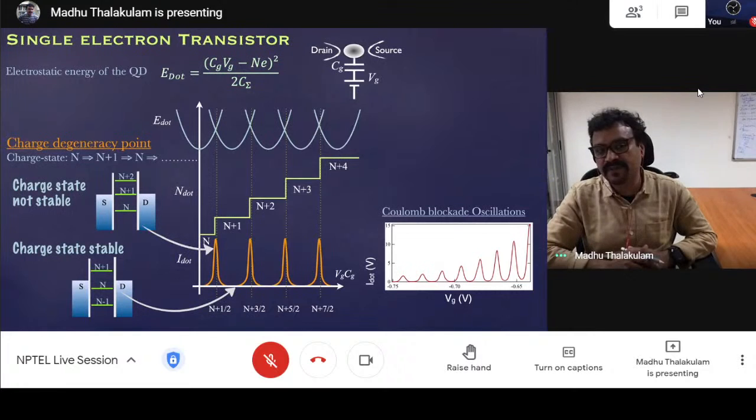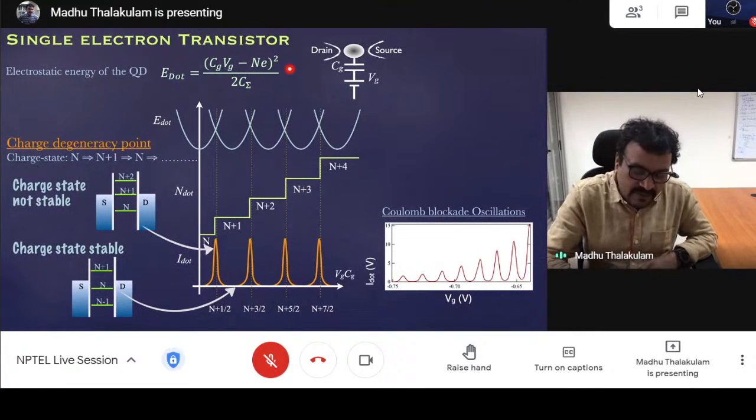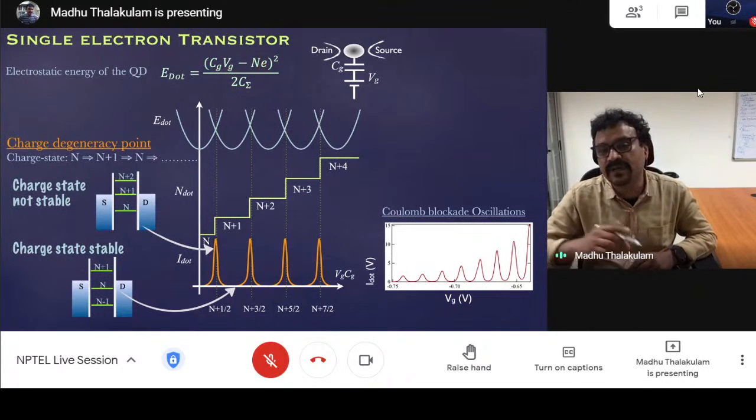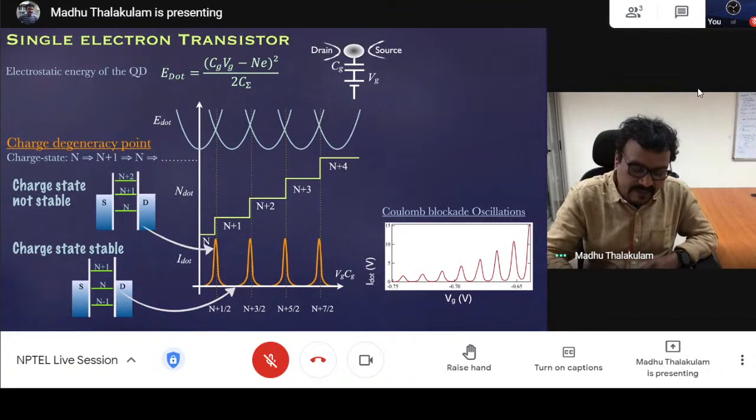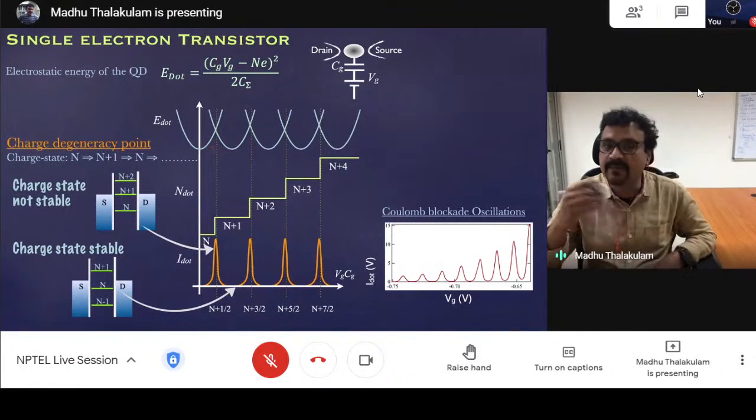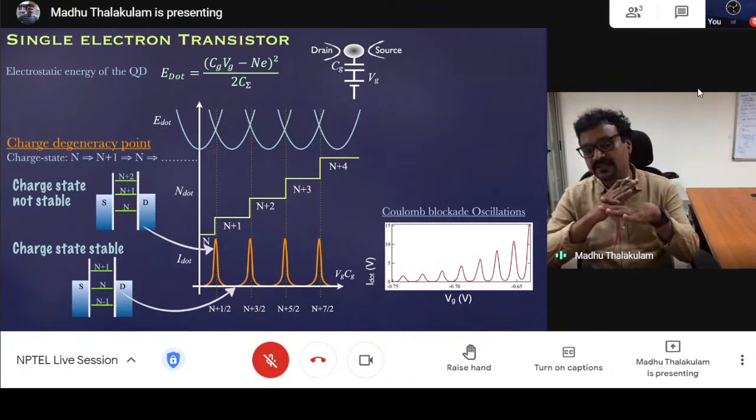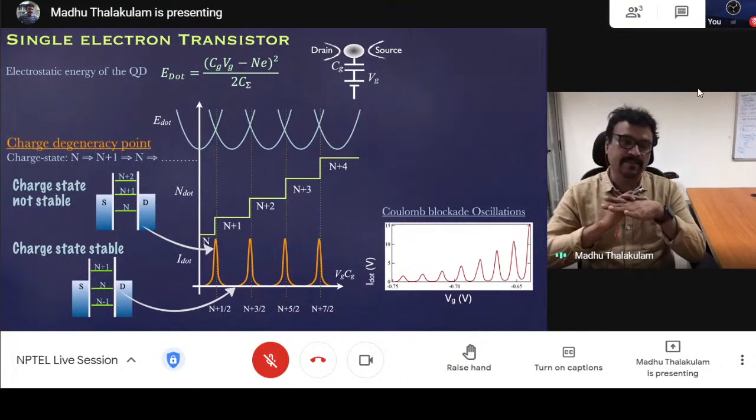Now if we plot this one, it's a parabolic plot. That's what you are going to get. Okay, as a function of the voltage offset by Ne. Okay, n can vary as 0, 1, 2, 3 like that. So you will get parabolas corresponding to every number n. Okay, so whenever two nearby parabolas meet, for n and n plus 1, that is when the energies corresponding to n and n plus 1 are the same.